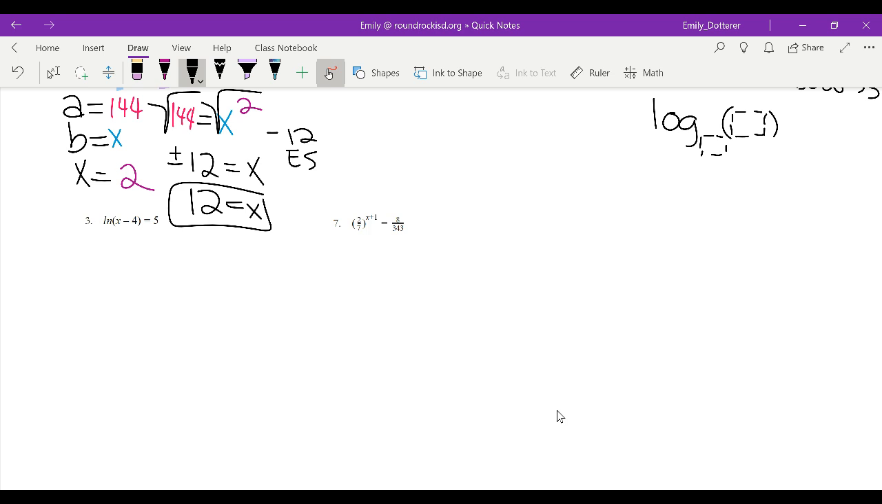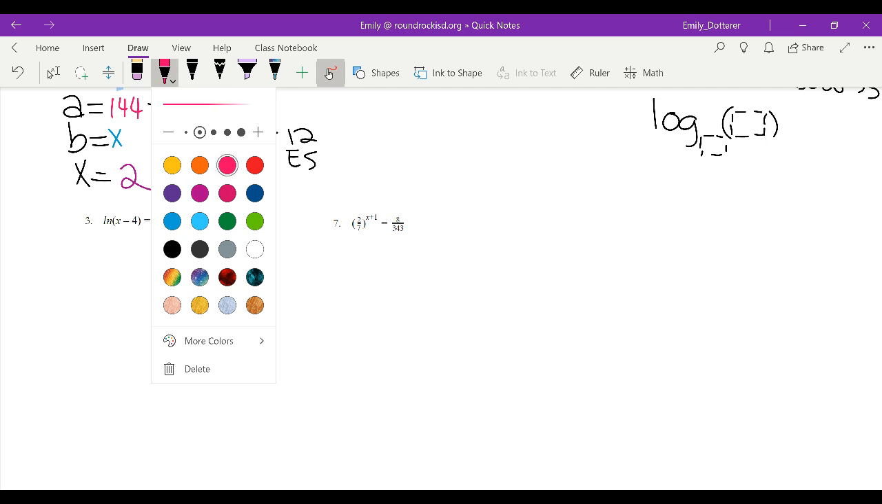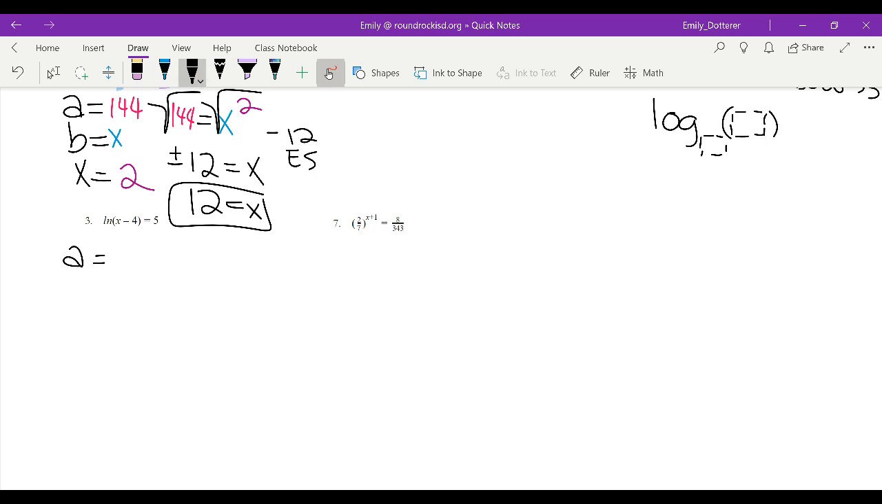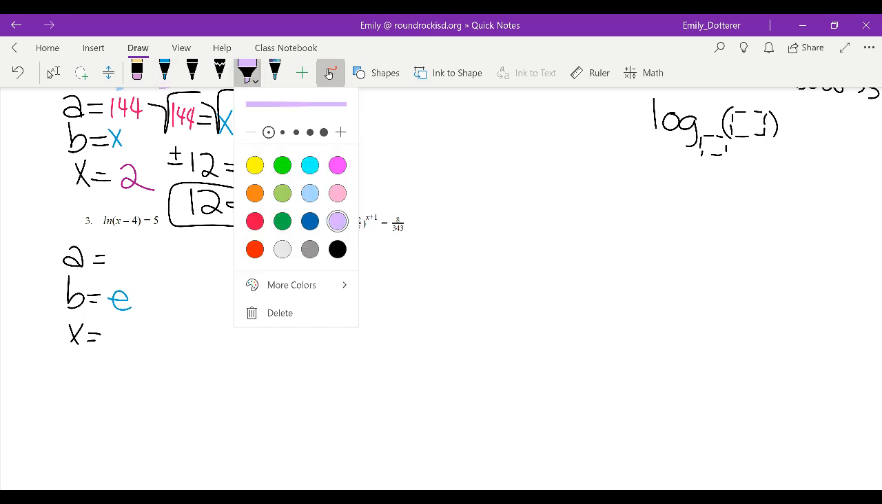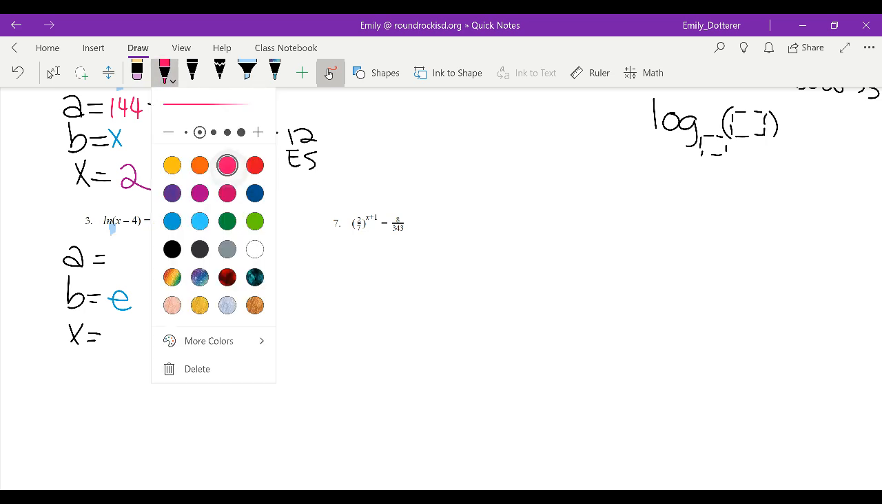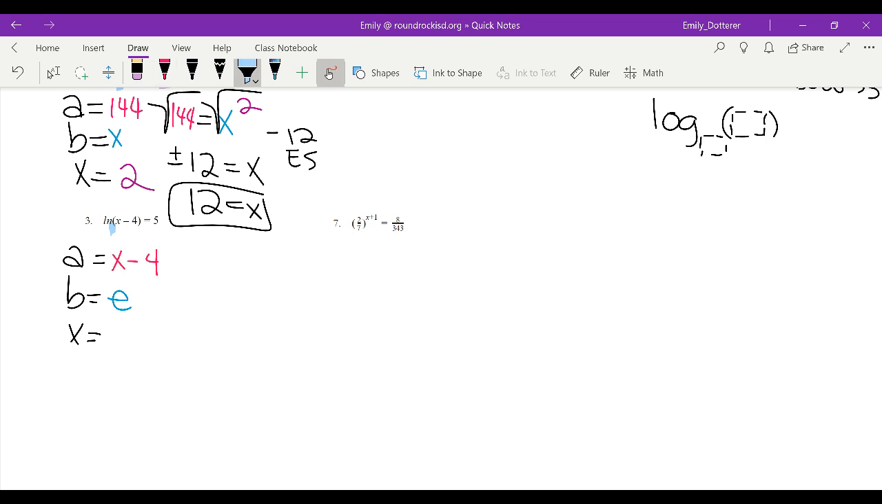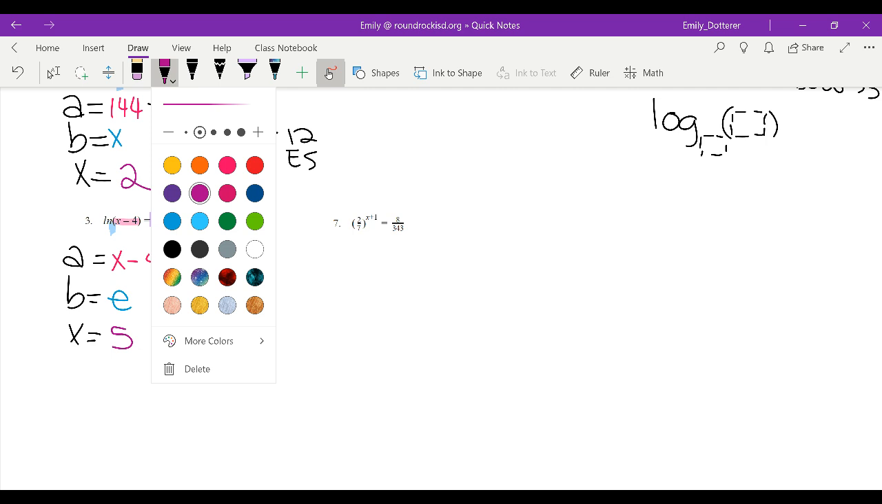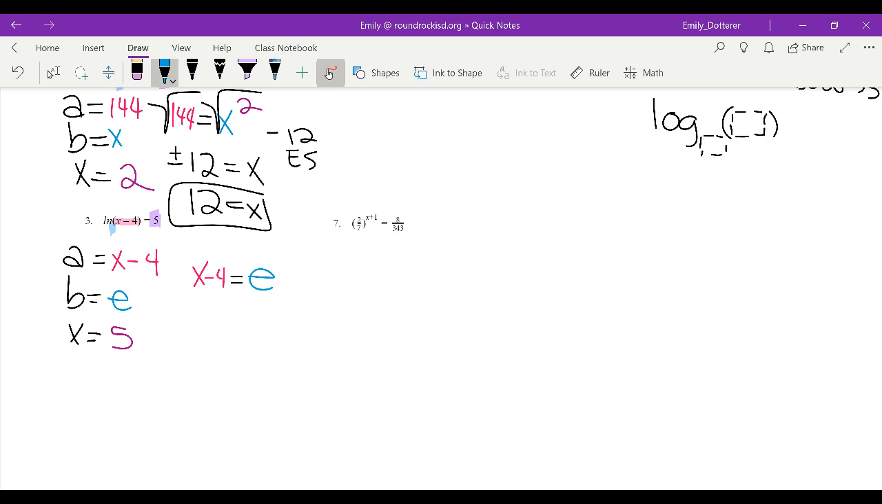Okay, number 3. This time we have a natural log, and there's no base explicitly given to us, which means that it's e. a is inside of the parentheses, that's x minus 4, and then it all equals 5. We're converting that to an exponential, so a equals b to the x.